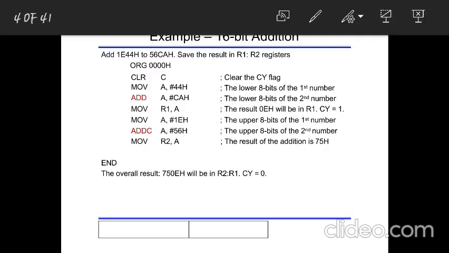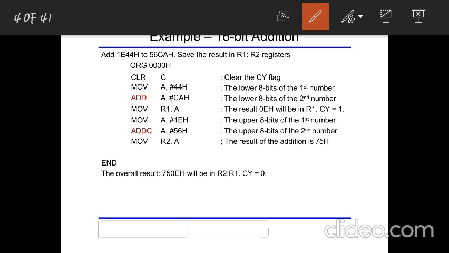See, this is 16-bit addition. Here we can clearly see this ADDC. Okay, this instruction, in this it is very clear. So for 16-bit addition, what we do is, see, first the question is: add 1E44 to 56CAH.